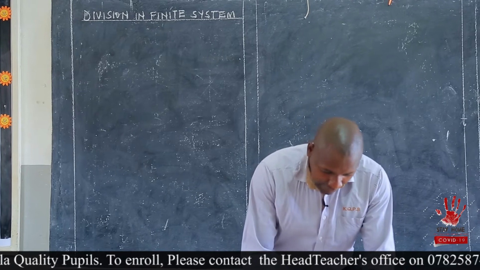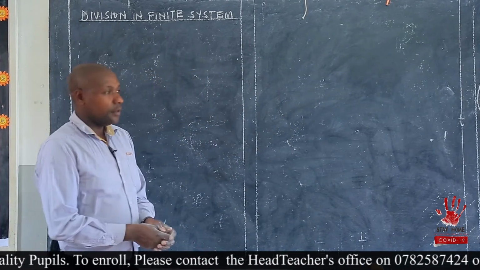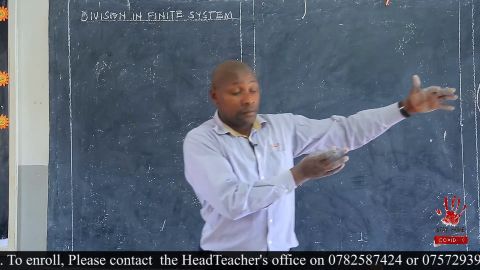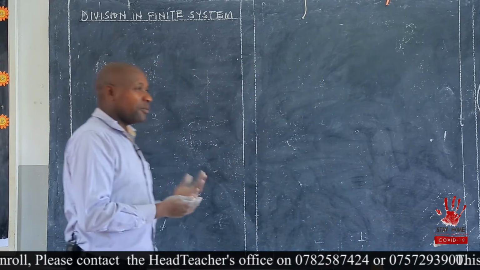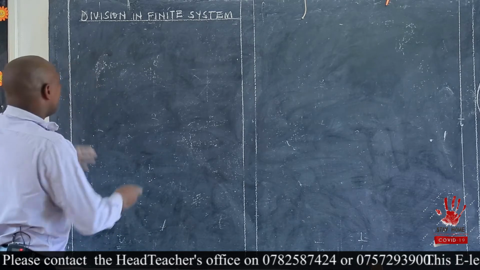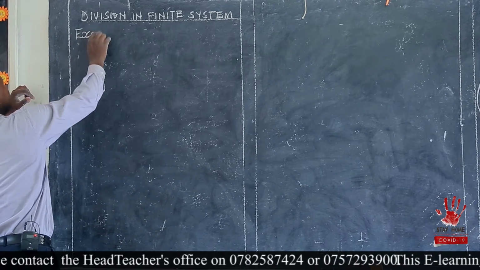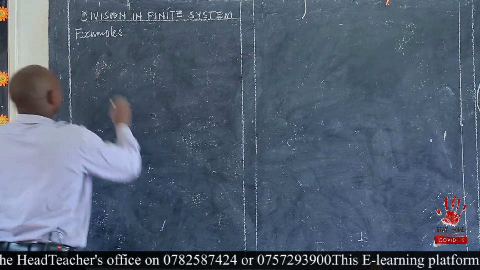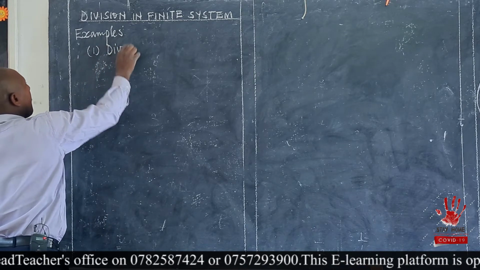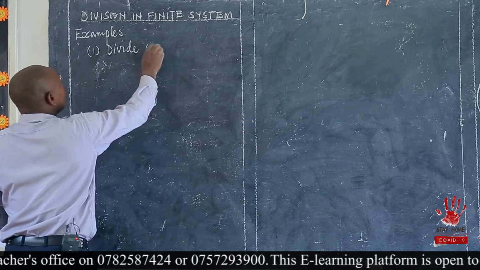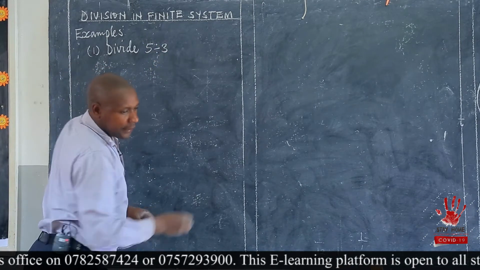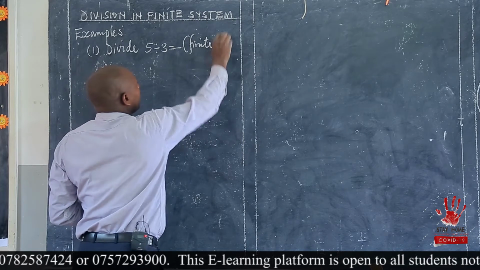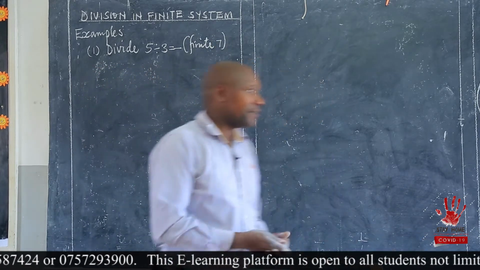Listen carefully, and watch. Division, the way we use division in other topics, may not be far from how we shall use this one. Allow me to take you through examples directly. My first example is 5 divided by 3 equals dash, in finite 7. How can this one be done using division?